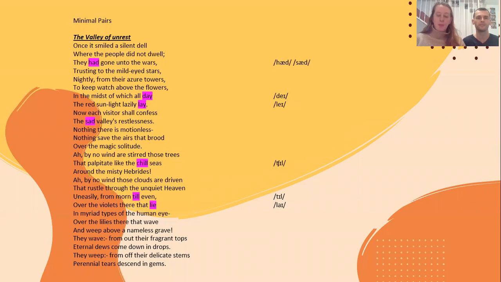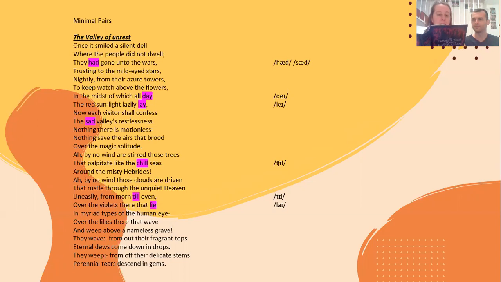So we're going to be explaining all these concepts with a text that we chose from Edgar Allan Poe, which is called The Valley of Unrest. First we're going to read it, and then we're going to explain the concept of minimal pairs applied in the text. The Valley of Unrest.